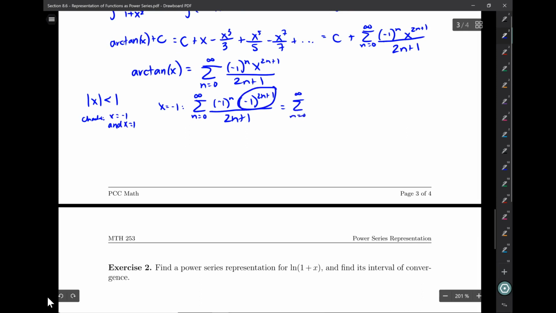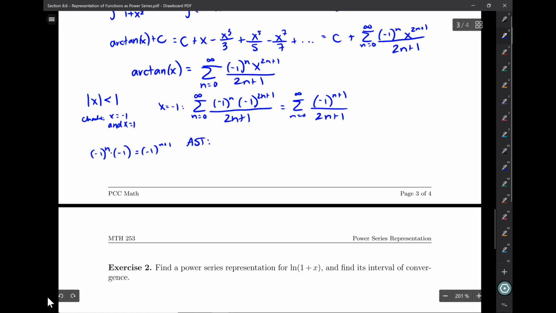So -1 to the 2n plus 1, 2n plus 1 is always going to be odd, which means that -1 to that power is always going to be -1. So if we imagine -1 to the n times a -1, that is just -1 to the n plus 1, divided by 2n plus 1. So n plus 1 is going to alternate between evens and odds depending on what n is. So that means that -1 to the n plus 1 is going to alternate between positives and negatives. So this is an alternating series.